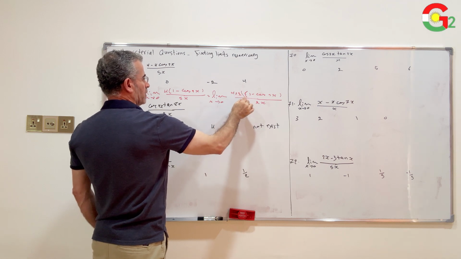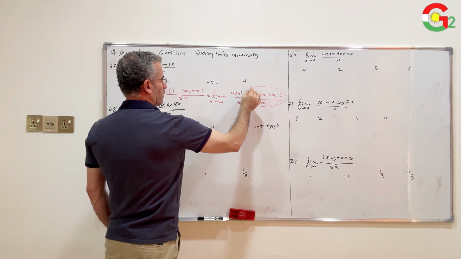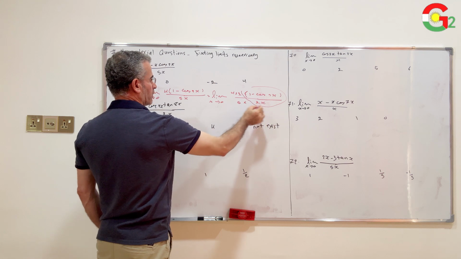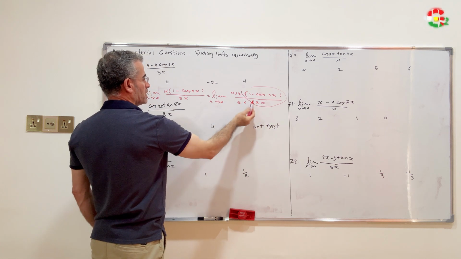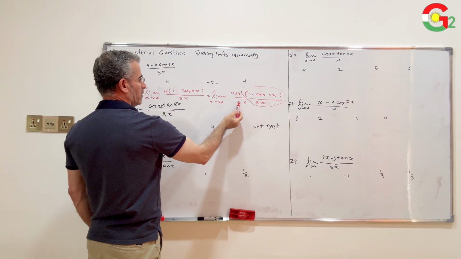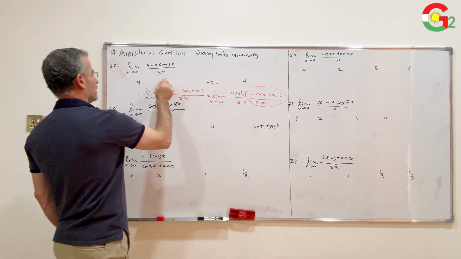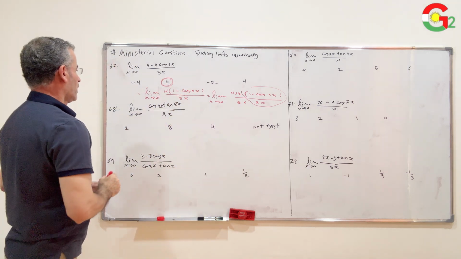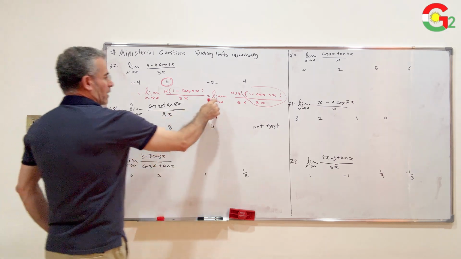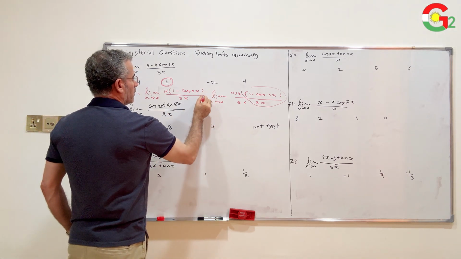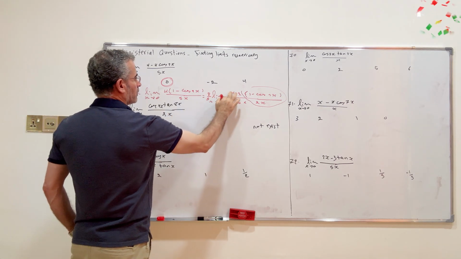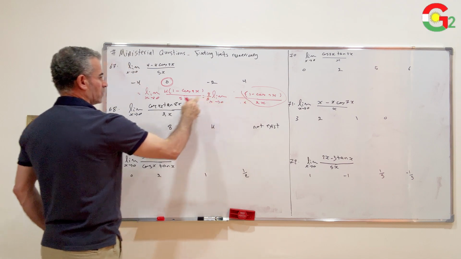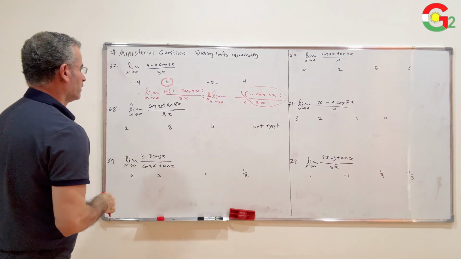This limit, 1 minus cosine 2x over 2x when x approaches 0, is 0. So 0 times 8 over 5, the answer is 0. We can write 8 over 5 here, then 0 times 8 over 5 is 0.